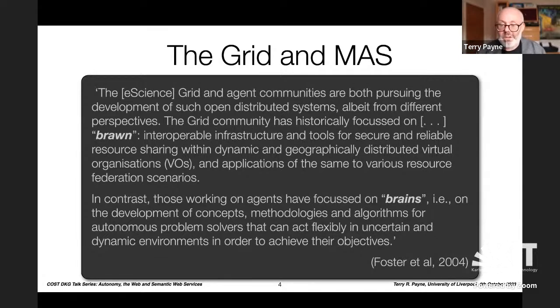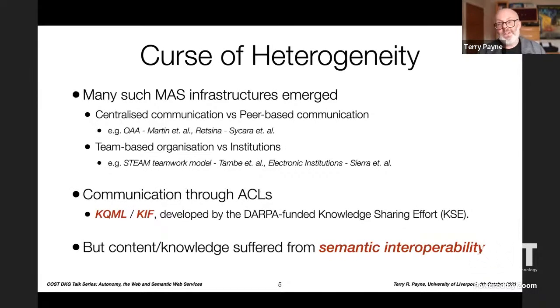So agents have focused on brains, the development of concepts, methodologies, and algorithms for autonomous problem solvers. So this was the glue that would allow these services to somehow work together in an autonomous way without a scientist having to sit there 24/7 clicking at the right time. But of course, the problem with all of these agent-based systems, as much as they were making use of knowledge and trying to share this knowledge, there was a number of different systems with often different interoperability issues.